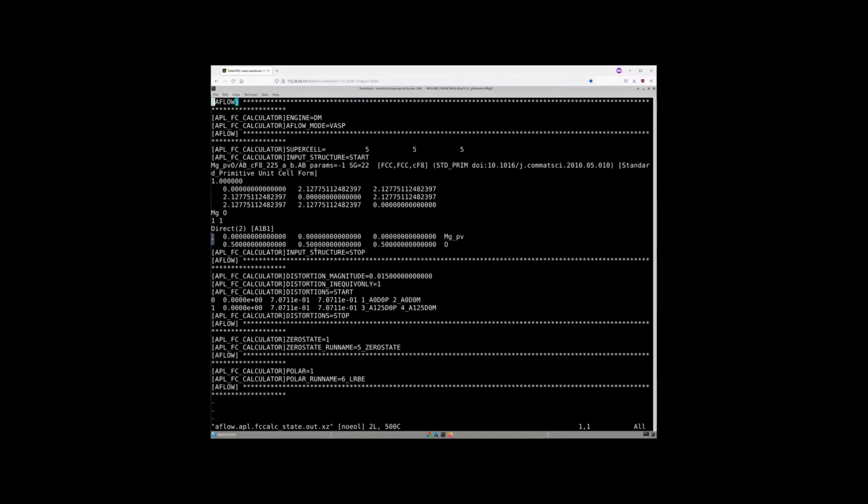One of them is APL FC Calc State Out. This is probably the more difficult one to find, to look at the displacements that are generated. Here are the two atoms here. 0 refers to index 0, which is magnesium, and it goes along 1 over square root 2, 1 over square root 2 along x and y. So that is a face diagonal, and the same thing happens for oxygen.